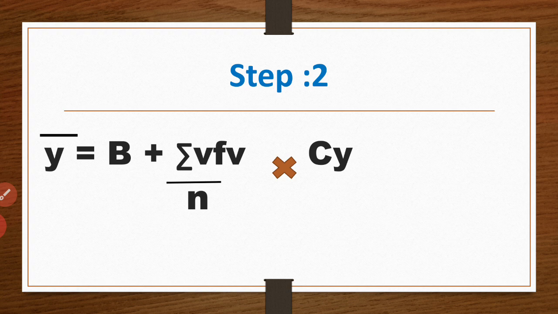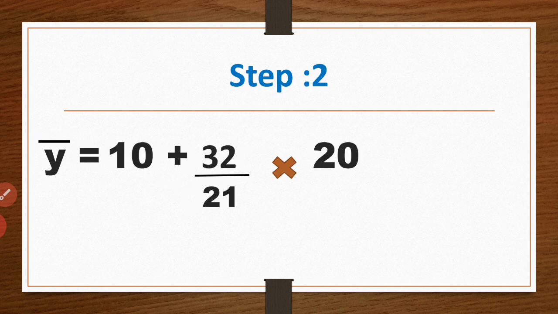In step number 1, we find the two means, x bar and y bar. After finding x bar, we apply the formula of y bar. The formula of y bar is equal to b plus sigma vfv upon n into cy. Similarly, b means we assume the lowest mid value in y, which is 10, then the total of vfv is 32, n is similarly 21, and cy means the class interval in y, which is 20.